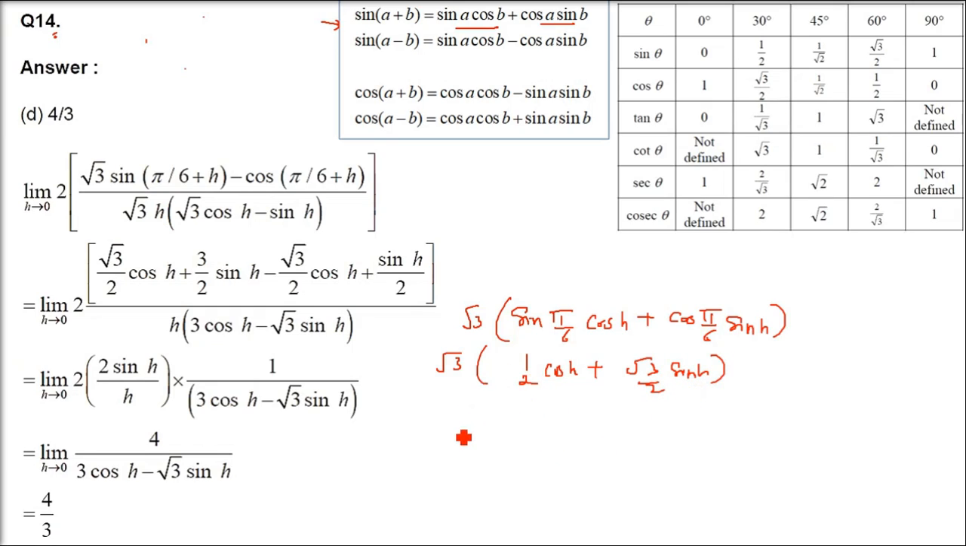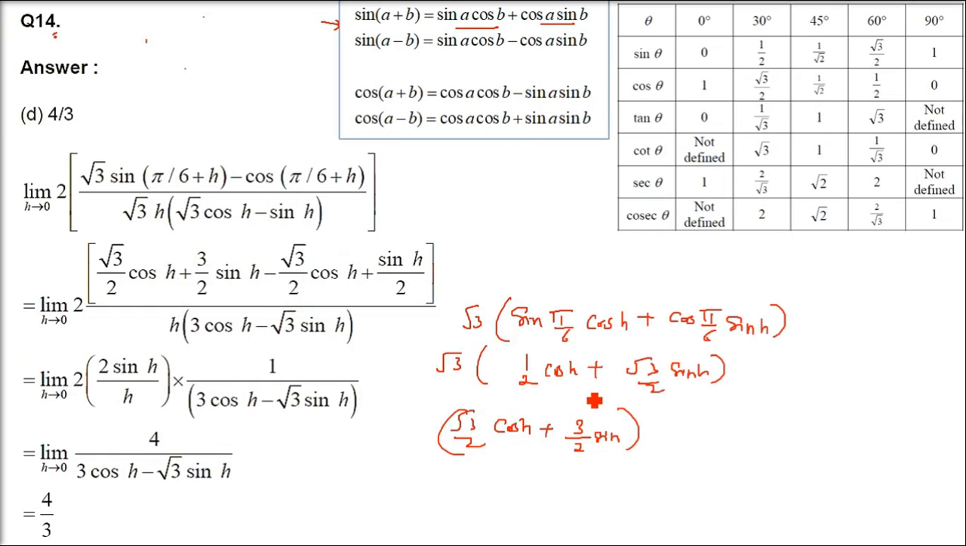So now you can multiply inside. Root 3 by 2 cos h plus root 3 by 2, or root 3 is 3, so 3 by 2 sin h. Now what about cos(pi by 6 plus h)? Cos(A plus B) is cos A cos B minus sin A sin B. A is pi by 6 here, B is h here.